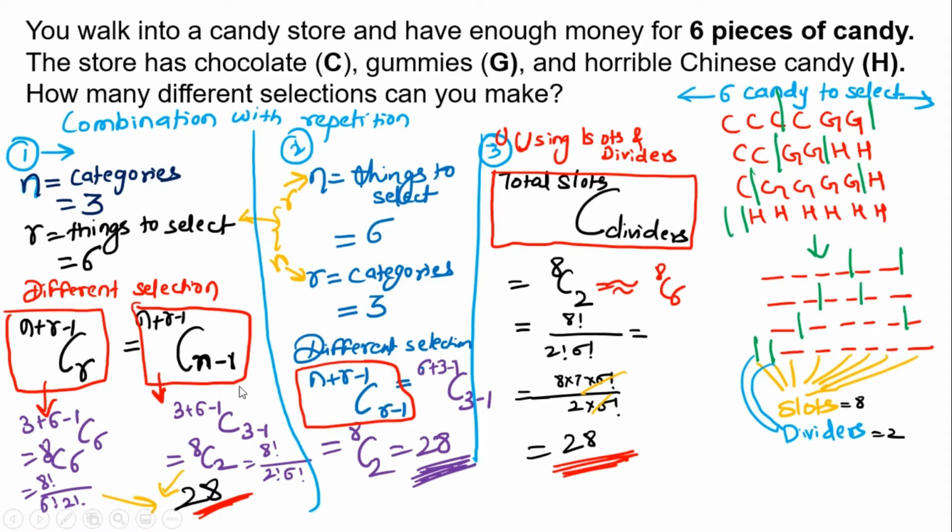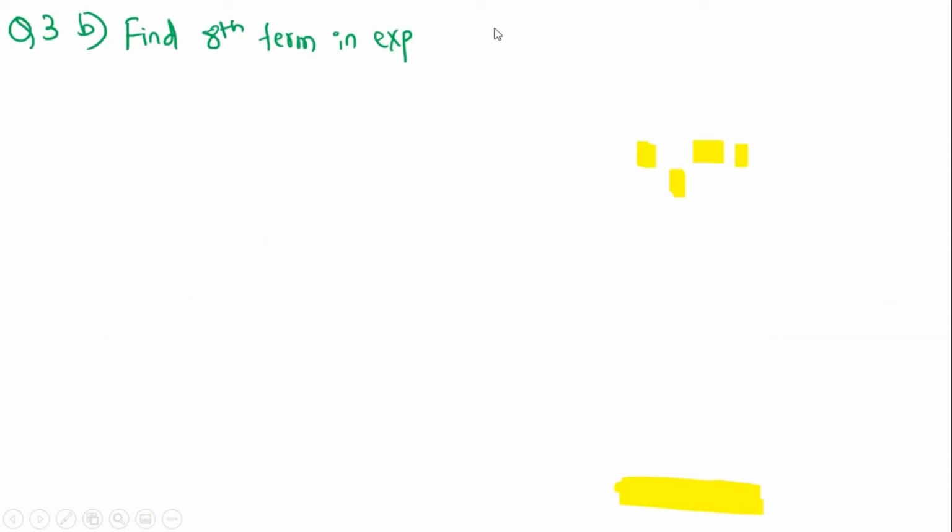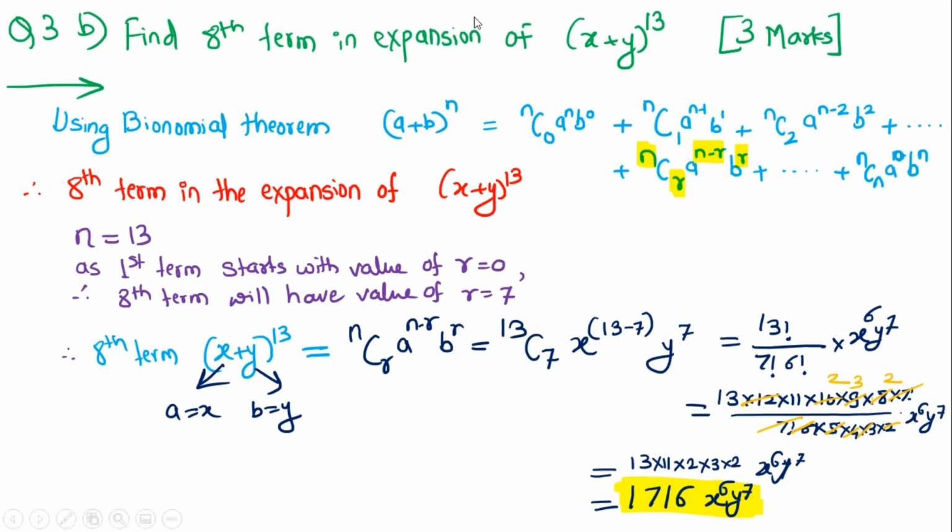So I'll just change this formula. If we solve this, we get the answer, that is 28. So if you go by any of these ways, you can get the same answer, that is 28, for this question.